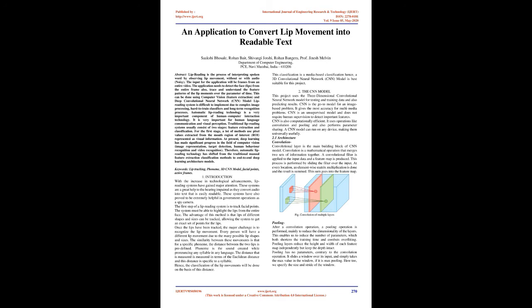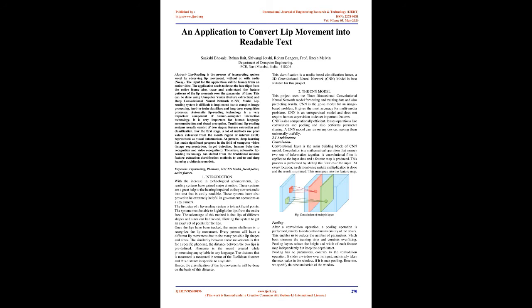Lip reading systems are difficult to implement due to complex image processing, hard-to-train classifiers, and long-term recognition processes. Automatic lip reading technology is a very important component of human-computer interaction technology. It is very important for human language communication and visual perception. Traditional lip reading systems usually consist of two stages: feature extraction and classification.